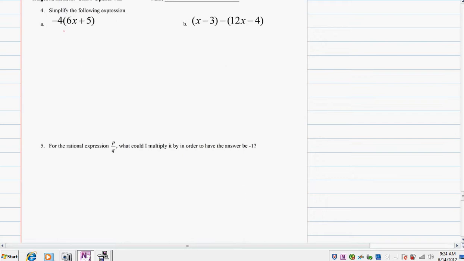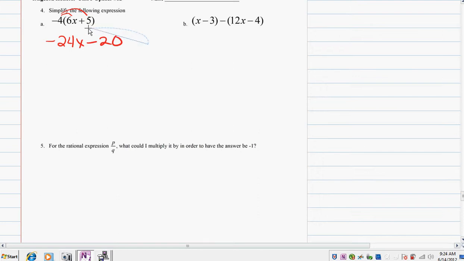Now we could think of the distributive property, which means we could multiply the negative 4 times the 6 and times the 5, so we'd get negative 24x minus 20. So you could think of it that way.